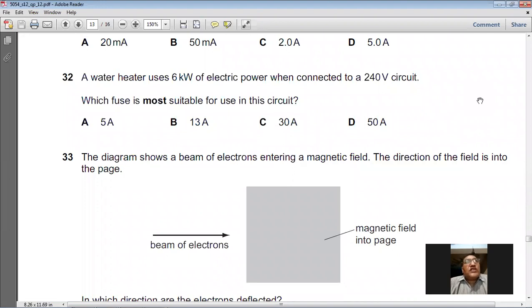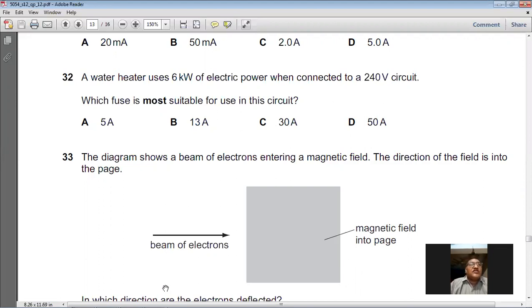Question 32, a water heater uses 6 kilowatt of electric power when connected to a 240 volt circuit. Which fuse is more suitable for use in this circuit? First of all, we need to know how much current is taken by this water heater. So power is equal to IV, I is equal to P divided by V. So in watts, 6000 divided by 240.